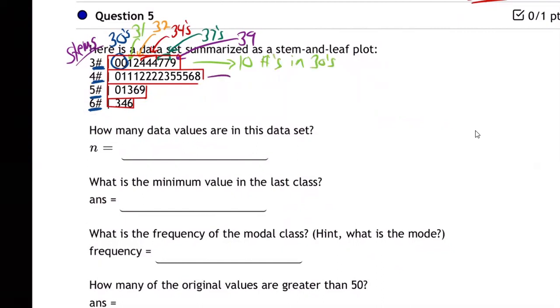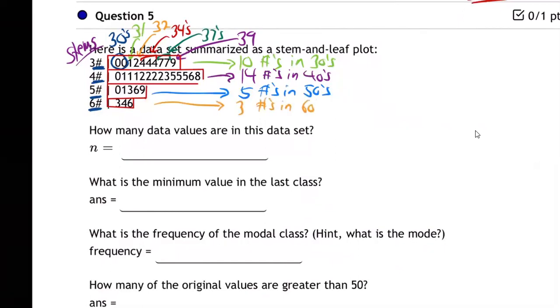And then the next row, what do we got here? Count them up. 1, 2, 3, 4, 5, 6, 7, 8, 9, 10, 11, 12, 13, 14. Looks like 14 numbers in the 40s. Next, we've got, what's that? 1, 2, 3, 4, 5. 5 numbers in the 50s. And the last category, 3 numbers in the 60s.